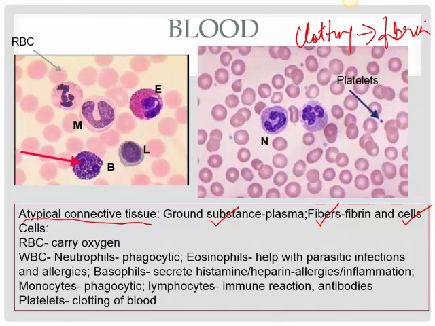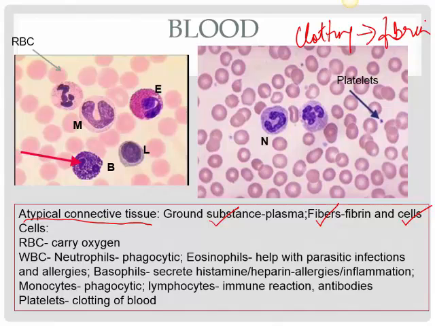So the ground substance is plasma, which forms 55% of the blood. You'll do a little bit more about blood when you do A and P too. For now, that's all you need to know. Fibrin are threads which are seen when blood clots, and they help to form the clot.